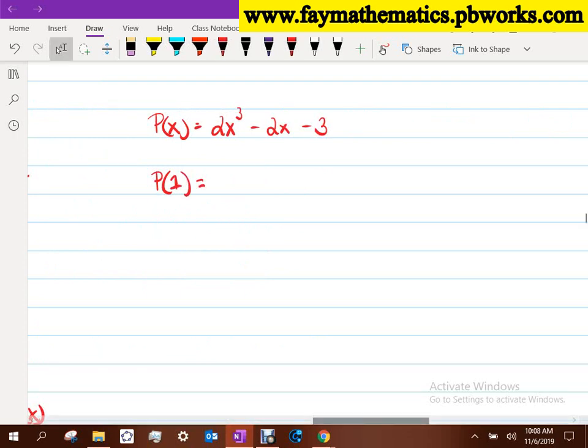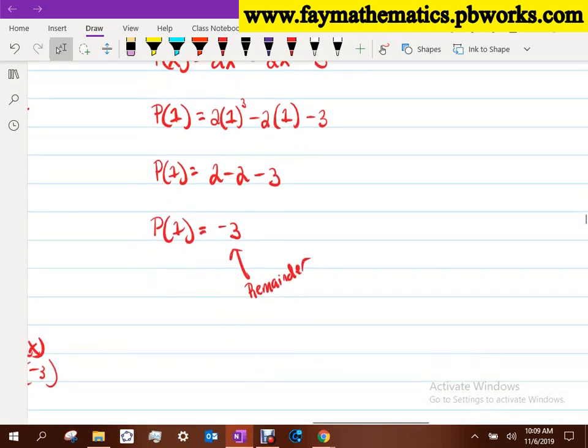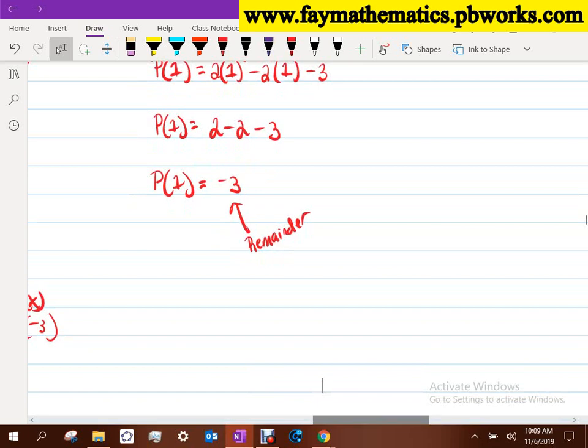The way we know about how to do that right now is just to go find the x and replace it with 1, right? So we get 2 times 1 cubed minus 2 times 1 minus 3. So that means p of 1 is equal to 2 minus 2 minus 3. Is p of 1 negative 3? That's the what, Blaze? The remainder. That's the remainder. Okay? That's the remainder when you divide it by that 1, right? We do synthetic division with that 1. That's called the remainder theorem.